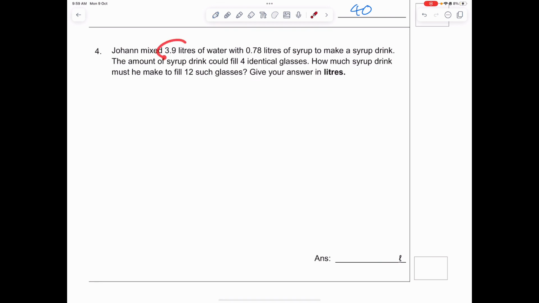Johan mixes 3.9 liters of water with 0.78 liters of syrup to make a syrup drink. The amount of syrup drink could fill 4 identical glasses. How much syrup drink must he make to fill 12 of such glasses? Give your answers in liters. So you know that this amount is 4, correct? So you basically want to find out what is the total.